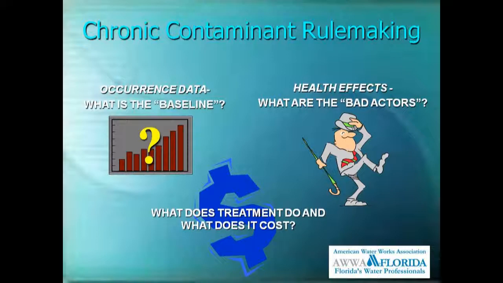In fact, GAO, the Government Accounting Office, says that a contaminant must be cost effective and have an impact on reducing disease. We can't just have a contaminant for the sake of having a regulation.